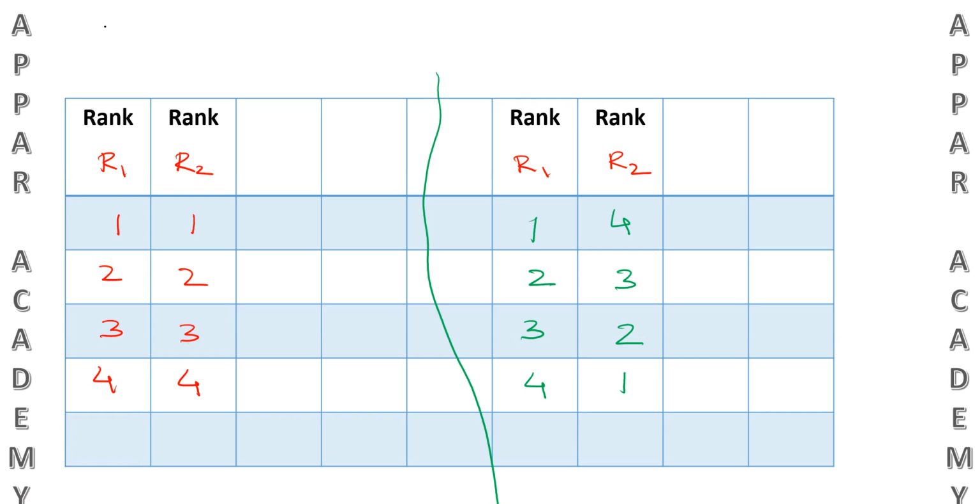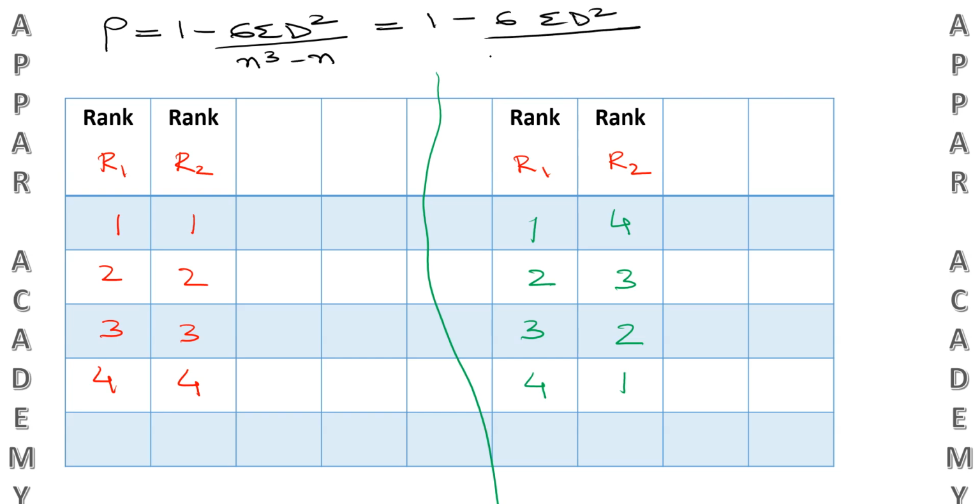Now we know Spearman's rank correlation coefficient rho is equal to 1 minus 6 sigma d square upon n cube minus n, right? We can either write it this way, or this is also equal to 1 minus 6 sigma d square upon n into n square minus 1. You can use either of the two, it's one and the same thing. I've just taken this n outside, so if you multiply it, the denominator will remain the same. So let's first find d. What is d? We also know d is equal to R1 minus R2, right? Okay, so let's find d.